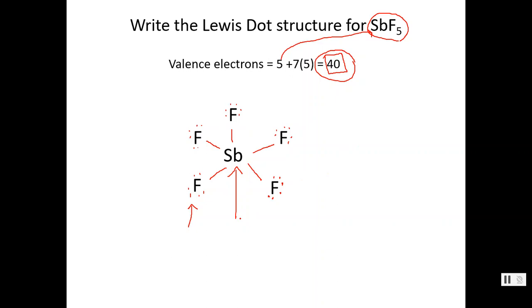My whole point in showing this example is to show you that there are exceptions to the octet rule. There are some central atoms that have expanded octets. If you get a problem like that, particularly if it uses a non-metal as the center that's further down the periodic table, don't worry about it. Just go ahead and draw the Lewis dot structure using the rules that we've talked about, and you should get the correct answer.